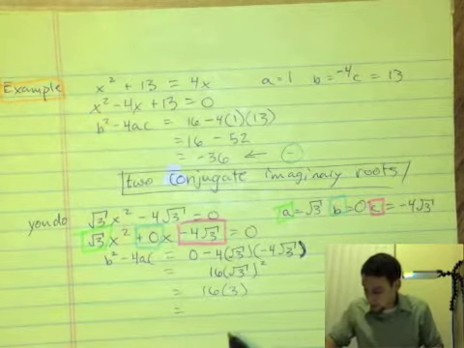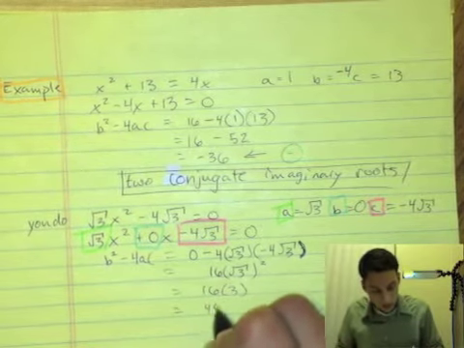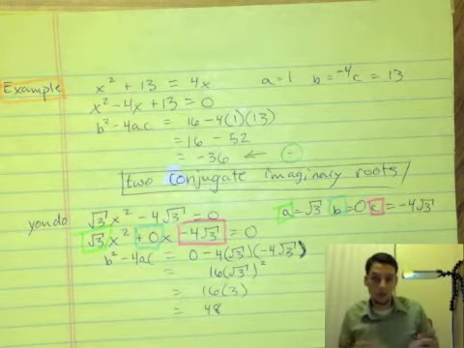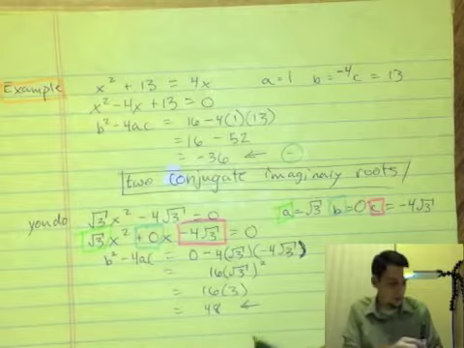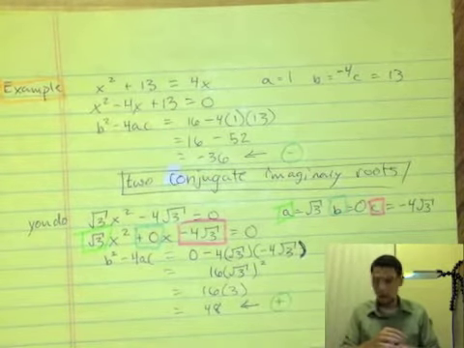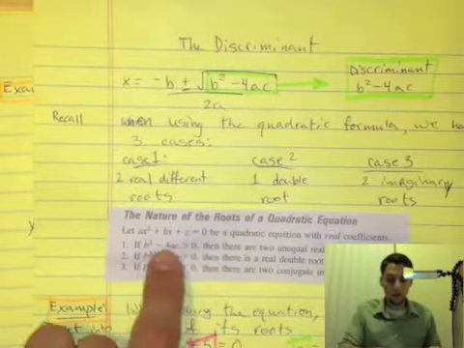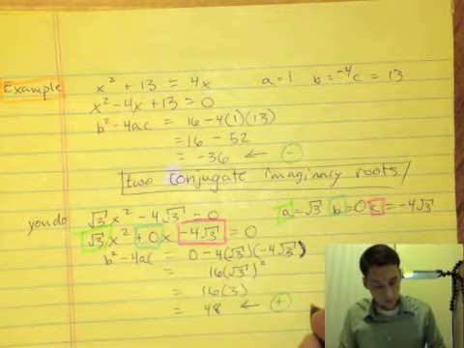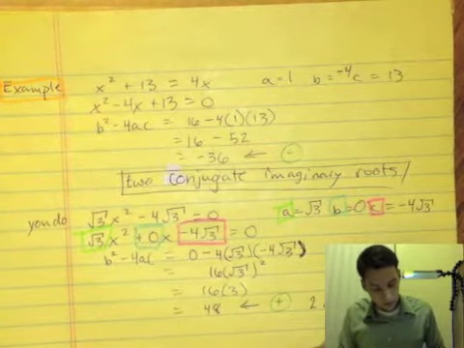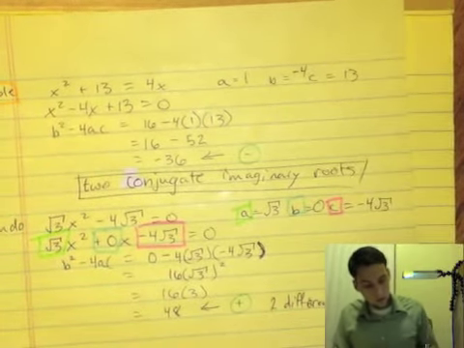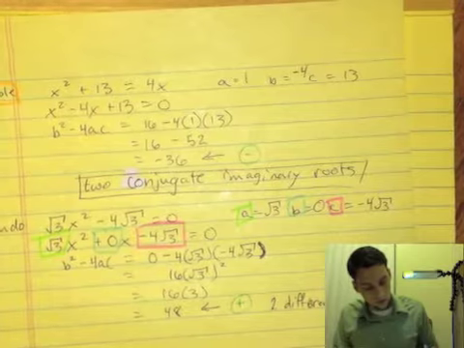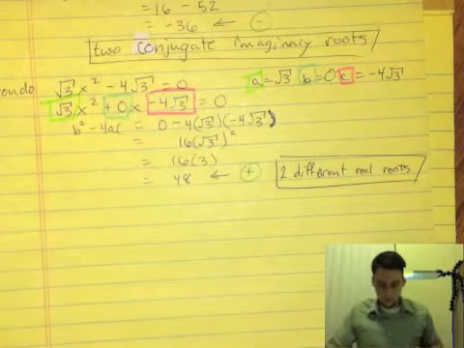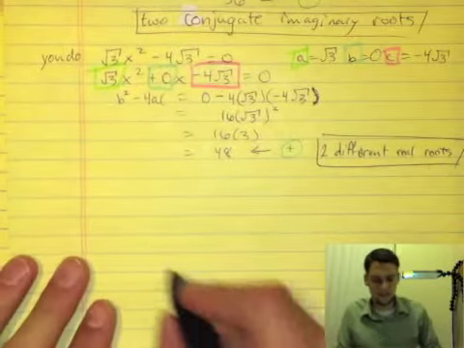I don't even really have to finish right now, because I know this is positive. And that's all we're trying to look for. Positive, 0, or negative. That's all we need. And this is positive. So we go back to our little gray box. When the discriminant is greater than 0, when it's positive, then we have two different real roots. Two different real roots. Simple. Just the coefficients look funny. That's the only thing that's different.